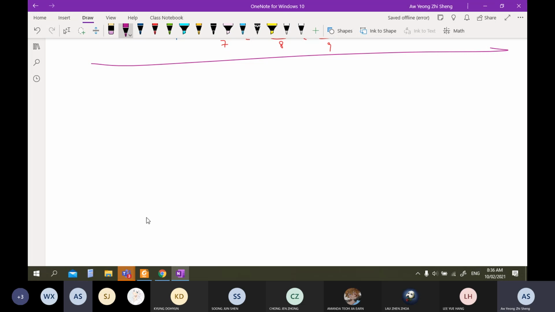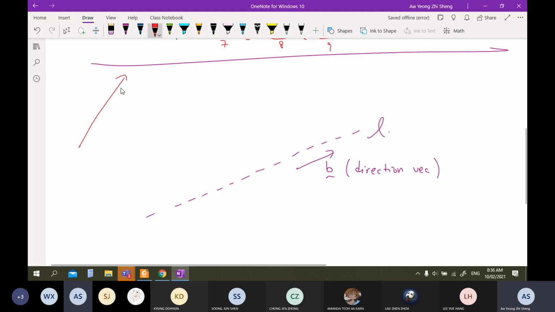So if you're given a line L, which I draw using dotted line, with direction vector B, this can be the direction vector of line L, and you have a vector A that may or may not be on line L, it doesn't matter. Let's say vector A is not on line L, and you want to find the shadow of vector A on line L. Okay, and in the exam questions, we are usually only interested in getting the length of projection.